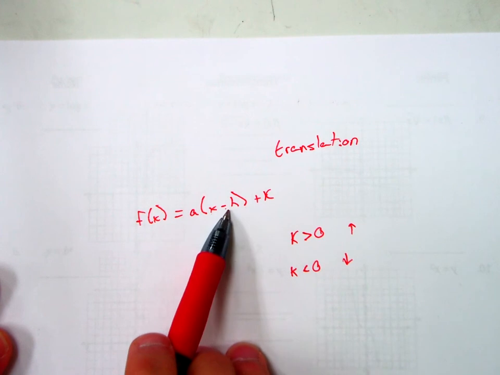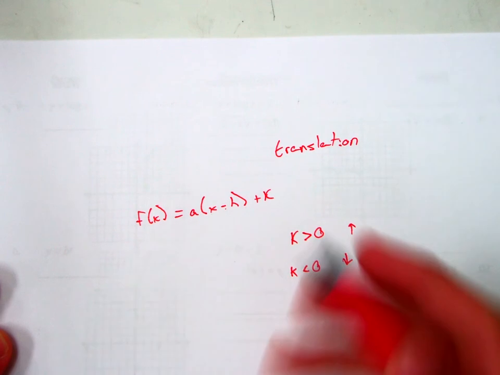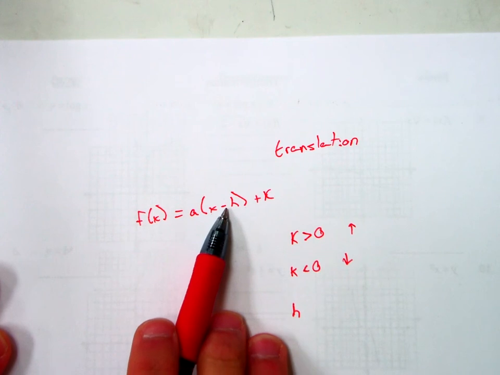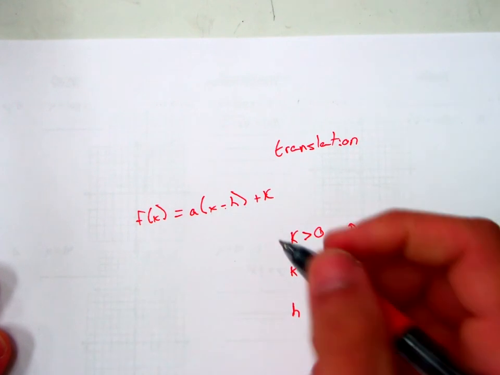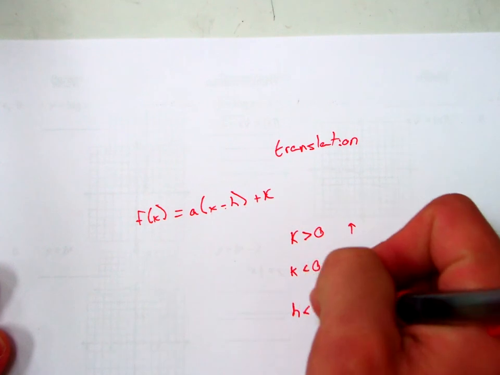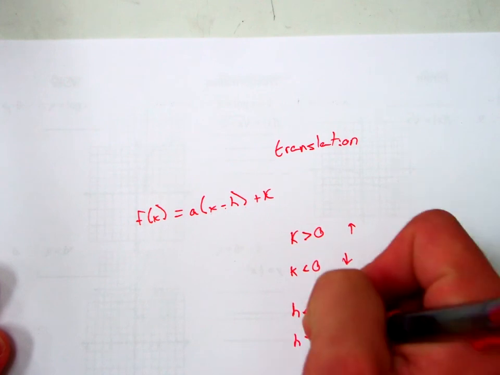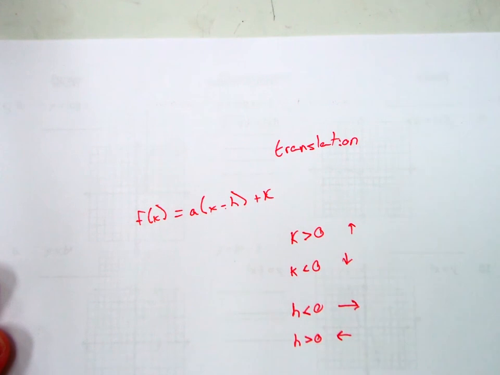That h is going to move it left and right because it's directly affecting the x. It's inside with the x. It's paired with the x. But h is backward. You would normally think that if it were positive in here, it would move it to the right. But remember, there's a negative sign in front of that h. So if h is a negative number, that is what moves it to the right. If h is a positive number, that's what moves it to the left.